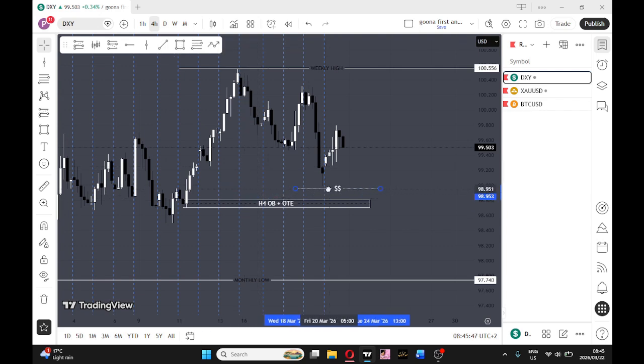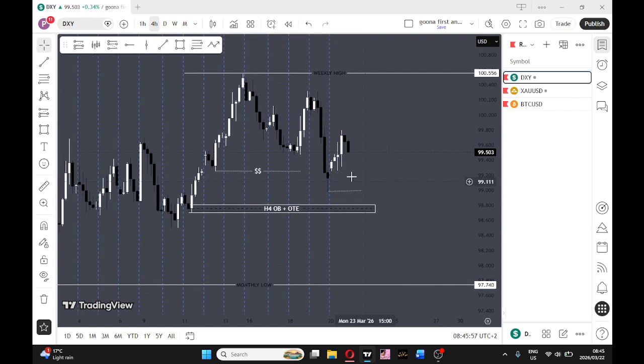So we can move this liquidity here, but I'll keep it here. But this swing low is also liquidity, so it has to sweep. There's to sweep for us to find an entry right here, so we can target the previous week's high.